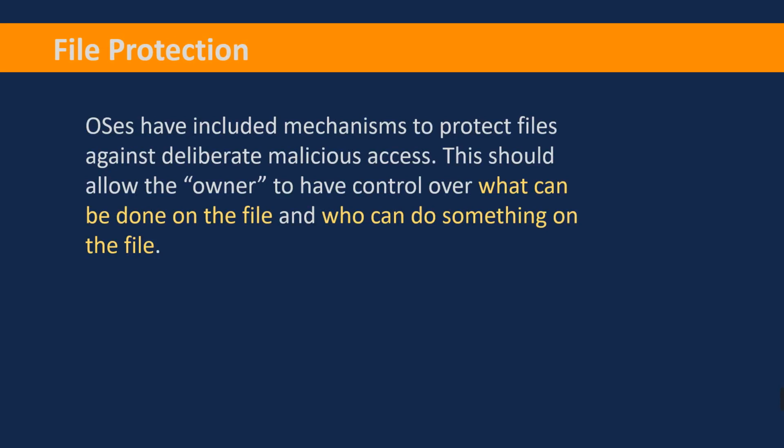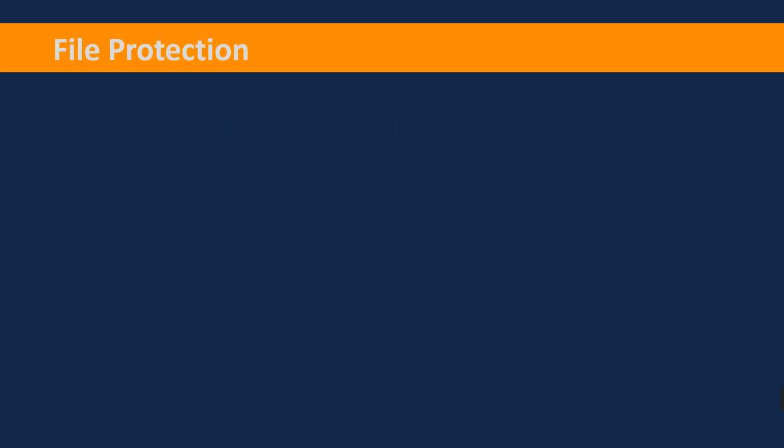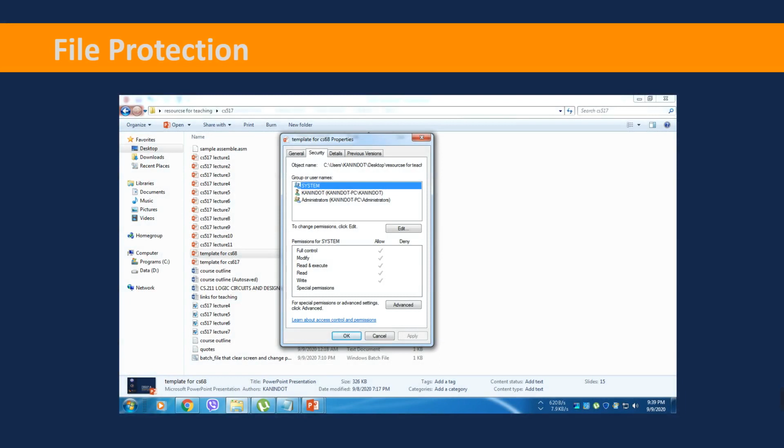File protection. OSs have included mechanisms to protect files against deliberate malicious access. This should allow the owner to have control over what can be done on the file and who can do something on the file. So still under file protection. For Linux, you can see it if you are in the shell. There is read, write, execute in Linux.